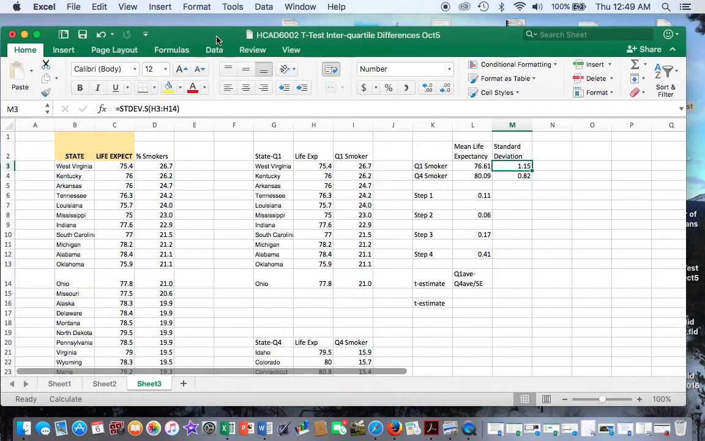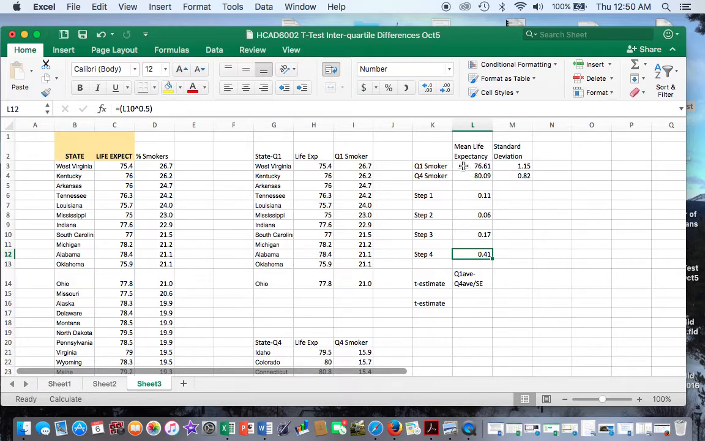In this final portion of our film series, I can complete the t-test. I now have the standard error of the sample means, and so what I want is the t-estimate. The t-estimate, remember, is the quartile 1 mean for smokers' life expectancy minus the quartile 4 mean for smokers' life expectancy. Notice that the low smokers expect to live 80.09 years.